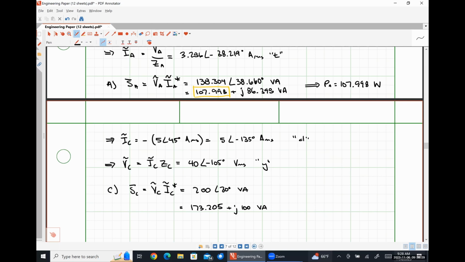And which part of this am I actually looking for? Right, so I was asked to find the reactive power, which is the imaginary part of our rectangular representation. And so QC is just 100 volt amperes reactive.